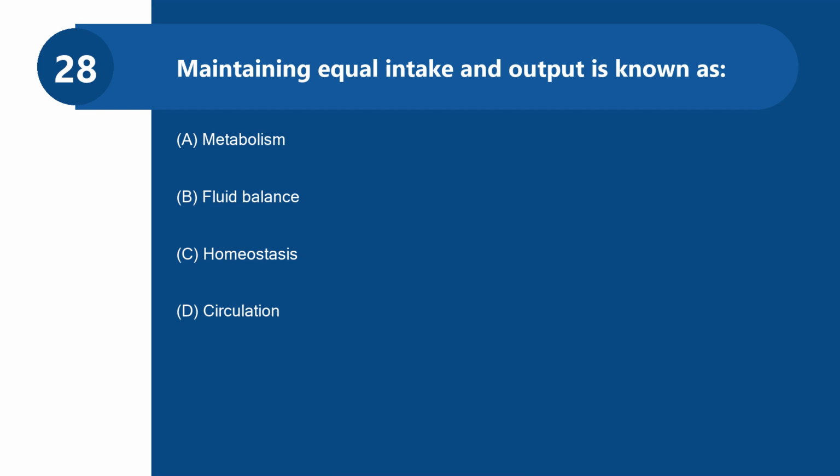Question 28. Maintaining equal intake and output is known as option A, metabolism. Option B, fluid balance. Option C, homeostasis. Option D, circulation. The correct answer is option B, fluid balance.